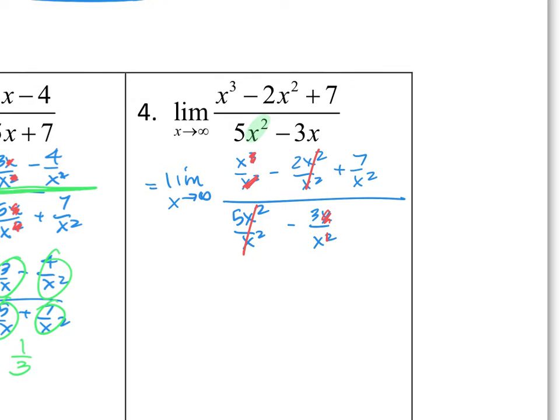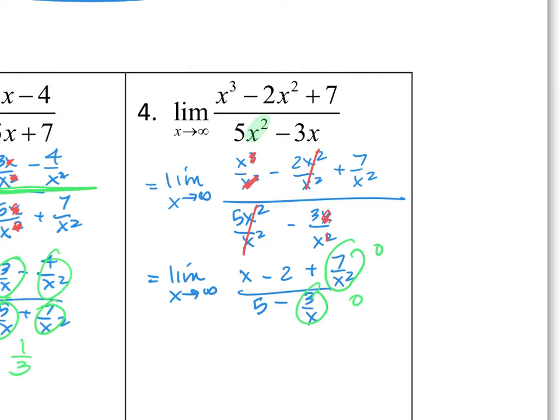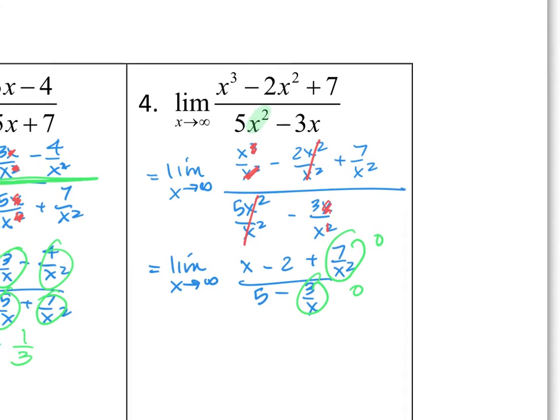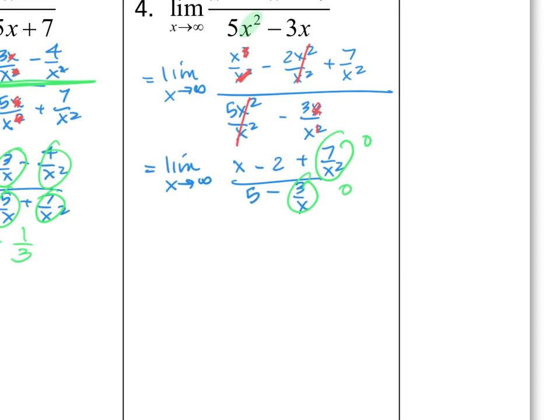So what we have is x minus 2 plus 7x squared over 5 minus 3 over x. So now we have to think about what happens when we're taking the limits. This goes to 0 and that goes to 0. So we are actually left with a function that has x minus 2 over 5.